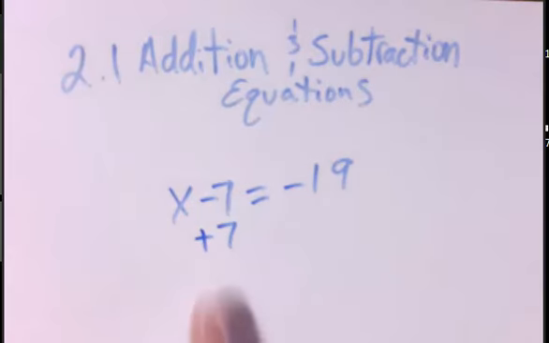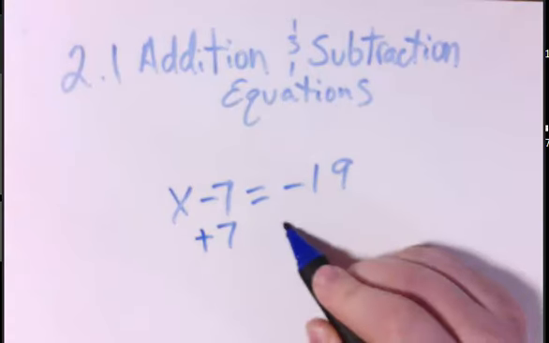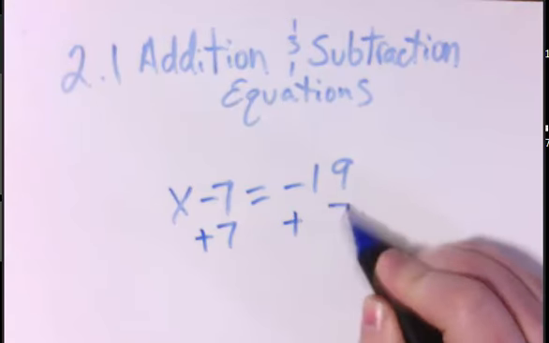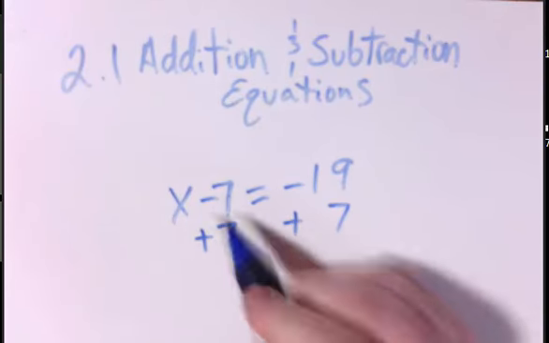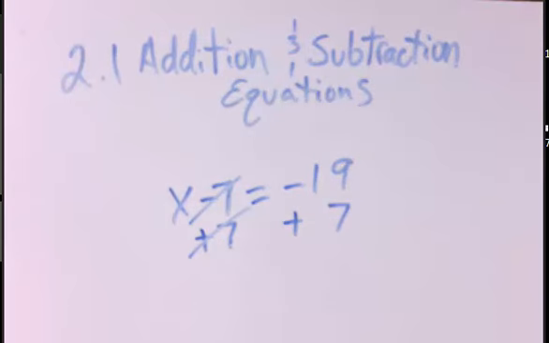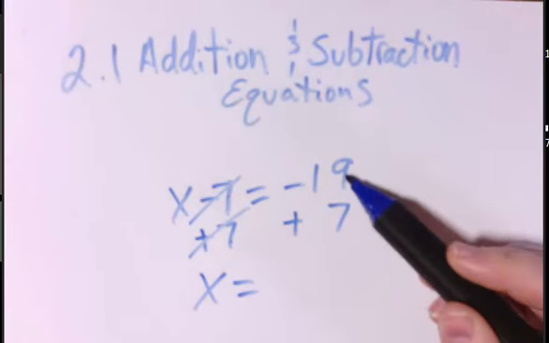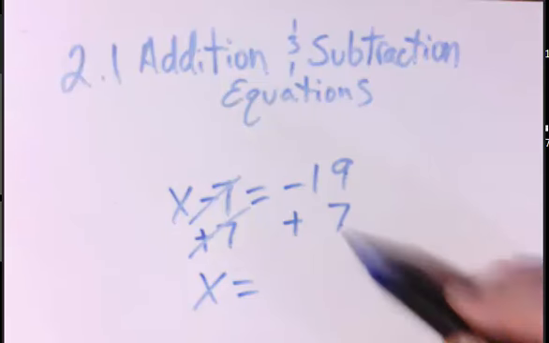And remember, when you do something to one side of the equation, you have to do it to the other side. So we're going to add 7 to this side as well. So now negative 7 plus 7 gives us 0. So that'd be like canceling those out. So now we just have to take negative 19 and add 7 to it.